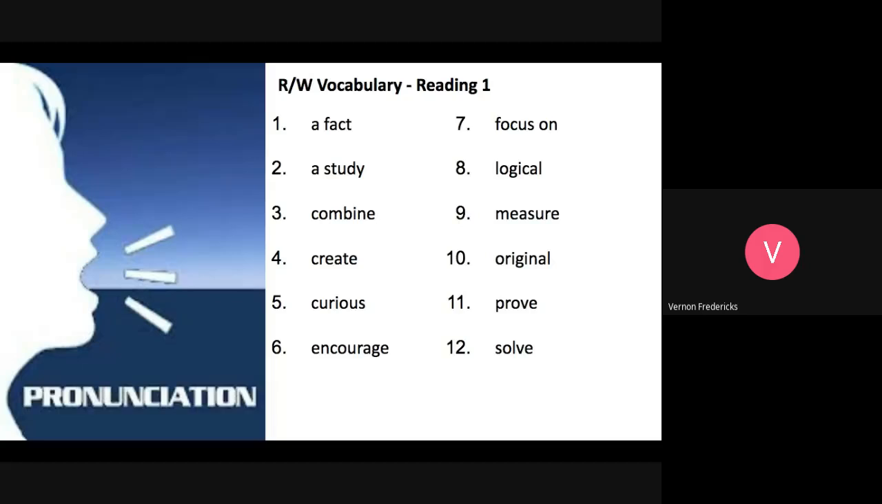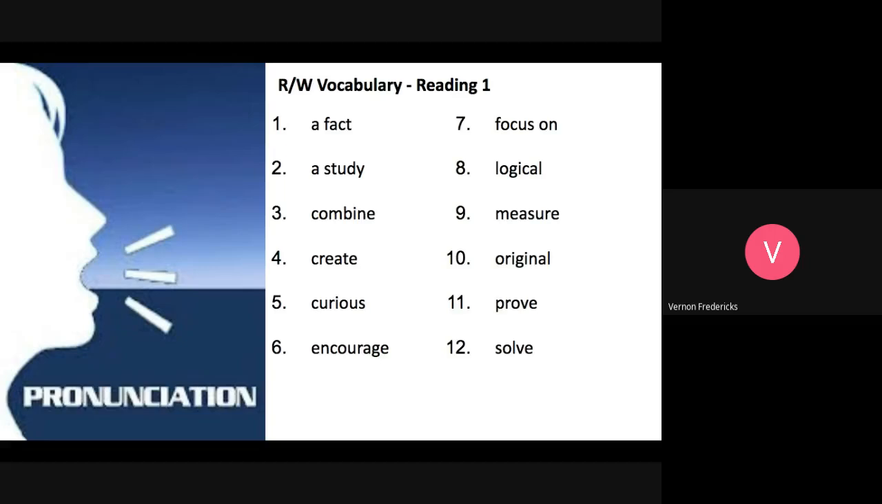Create means to make something new. Curious means to find out something new that you didn't know before. Encourage would be the same as motivation. Encourage your friends, or your parents encourage you to work hard and to study hard. Focus on is to pay attention to something. Logical means, again, something that makes sense. Measure is to see how big or small something is.